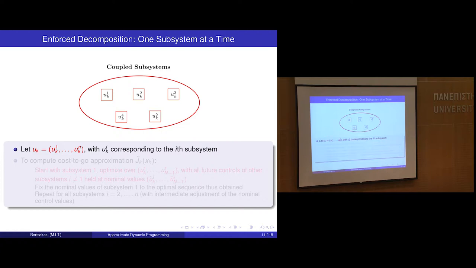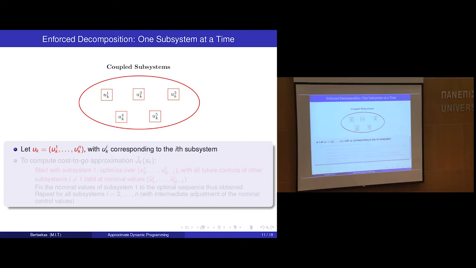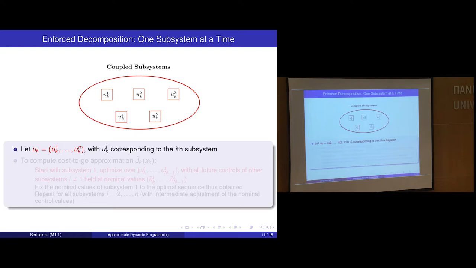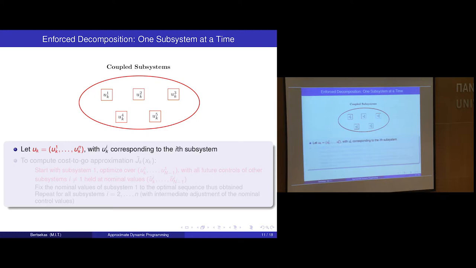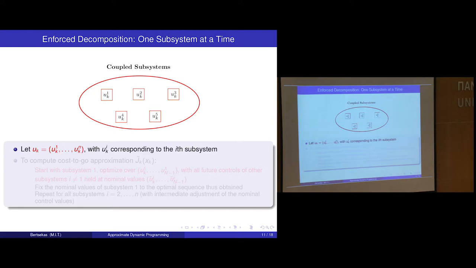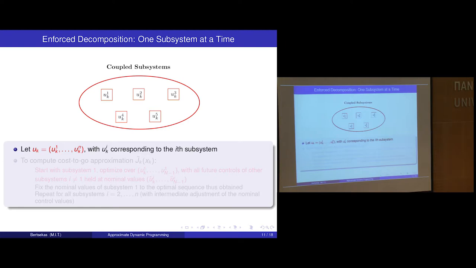Let's take a system that consists of subsystems which are coupled in some way. u_k^1 is the control of the first subsystem, u_k^2 the second, and so on, u_k^N. There are N subsystems, u_k^i is the control corresponding to the i-th subsystem, and they are dynamic systems. This is the control at time k, and there are controls from time 0 up to time N. So there are N subsystems, and they run from time 0 to time N.